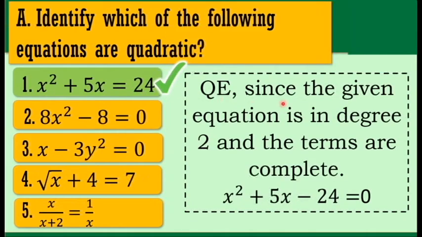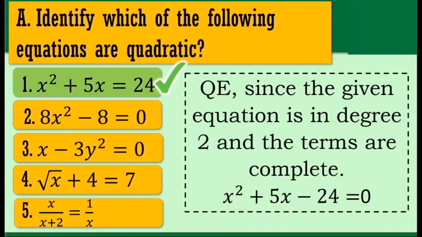Now let's see. It's a quadratic equation since the given equation is in the highest degree of 2 right here, and the terms are complete. Now, if you're going to use addition property of equality in both sides, adding negative 24 to the left and right side of the equation, it will give you x squared plus 5x minus 24 is equal to 0, following the form of your quadratic equation. And again, the degree is 2, confirming that it's really a quadratic equation. So if you got it right, tap your shoulders and say, good job. So that's it. Good job for the first item.